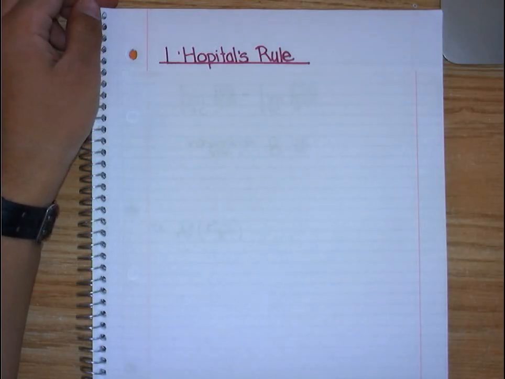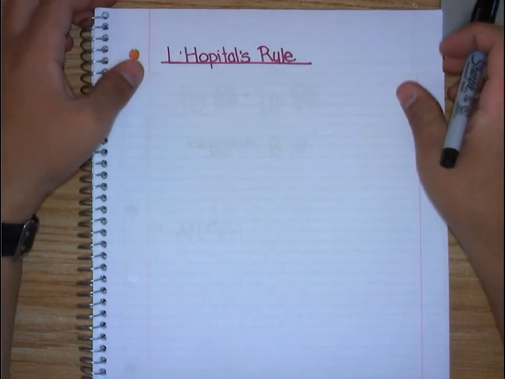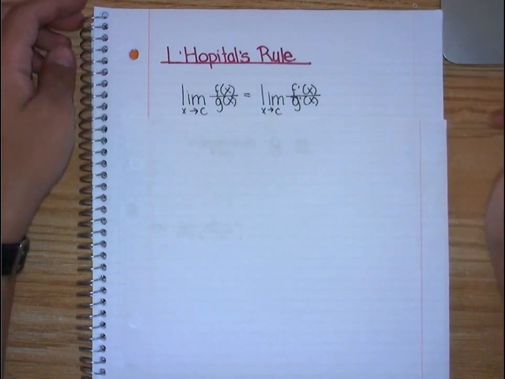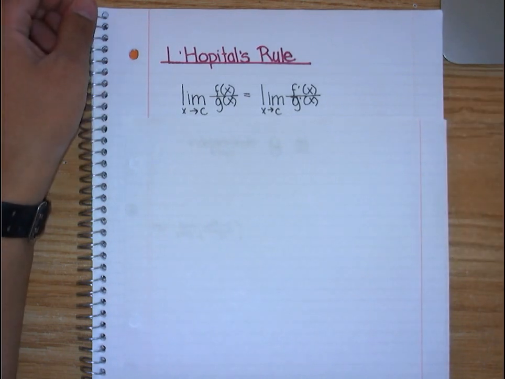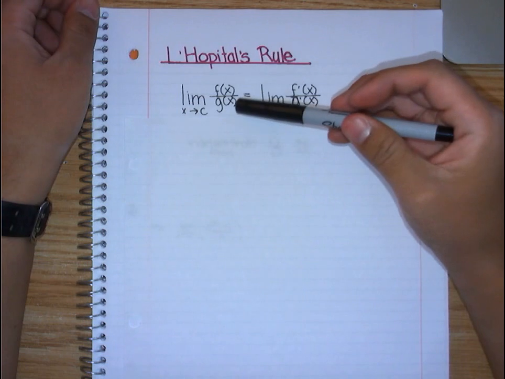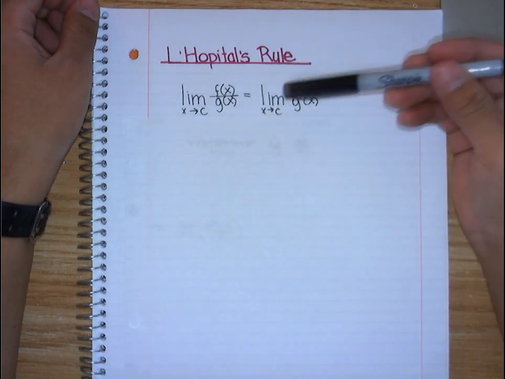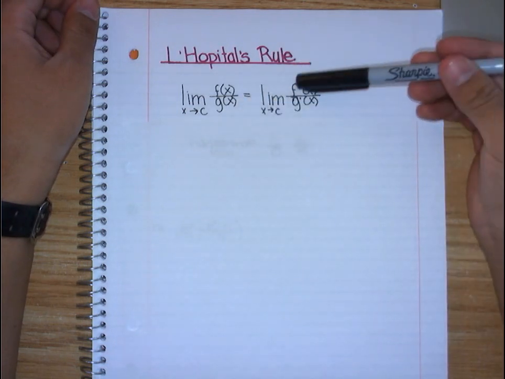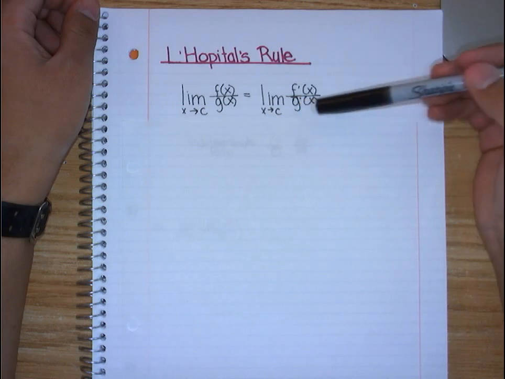In this video, we'll be discussing L'Hopital's rule. L'Hopital's rule essentially states that the limit as x goes to c of f of x divided by g of x is equal to the limit as x goes to c of f prime of x divided by g prime of x.